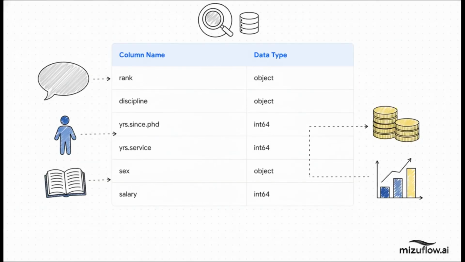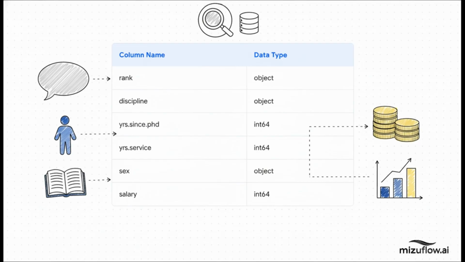And for that, we use df.dtypes. This command is like an X-ray for our data. It checks every single column and tells us what type of data is in there. Here we see two main types. Object is basically how Pandas says this is text, so rank and sex are text. And int64 means it's an integer, a whole number, like salary or years of service. This is so important because it stops us from making a silly mistake, like trying to calculate the average of a column of names.